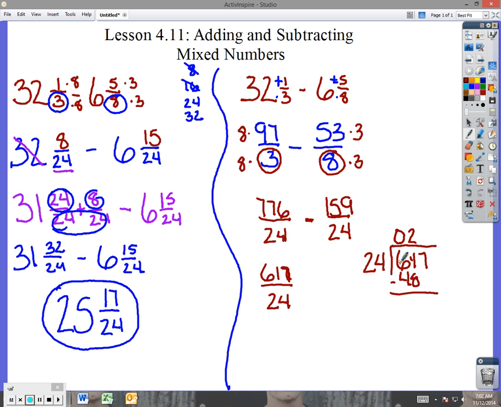This becomes an 11 because I borrowed a group of 10 from here. This is now 11 minus 8 is 3. This is really 50 minus 40, which is 1. I bring down the next number, which is a 7. Now, how many times will 24 go into 137?